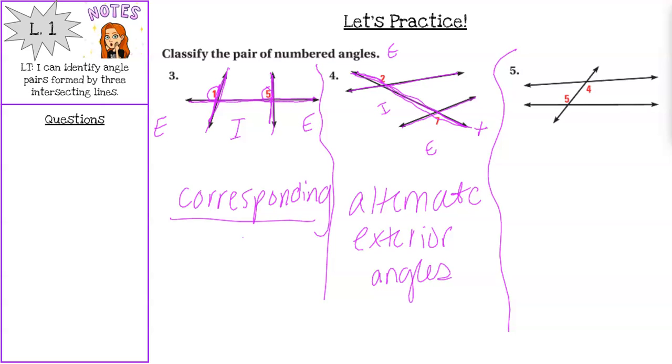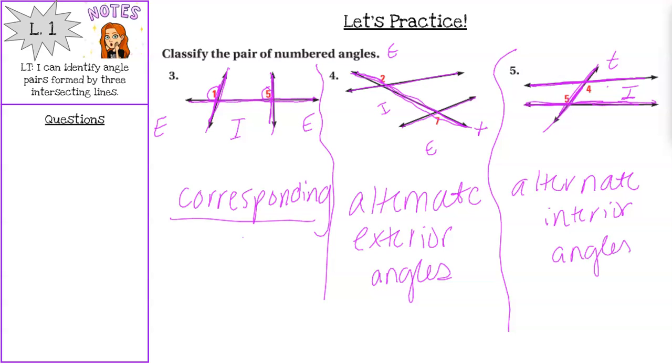And then the last example, we have the transversal right there. This is the interior. Both angles are on the interior and they're on opposite sides of the transversal. One's on the left, one's on the right. So we have alternate interior angles. That's all your notes. Go ahead and work on your practice.